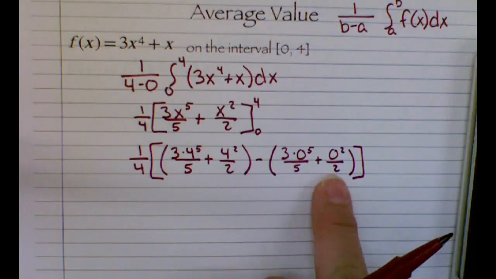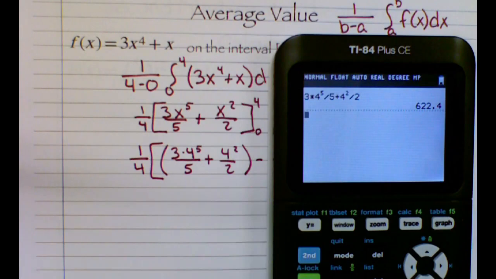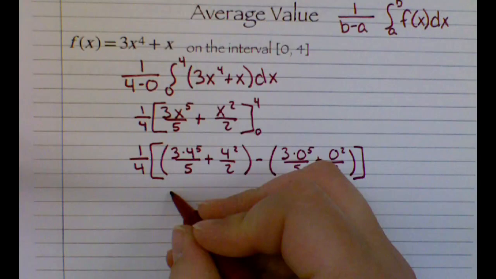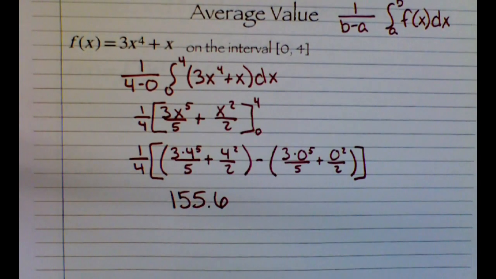And that's minus 0 here. So I have 622.4 times the 4th, or divided by 4. I get 155.6 as the average value of that function over the interval.